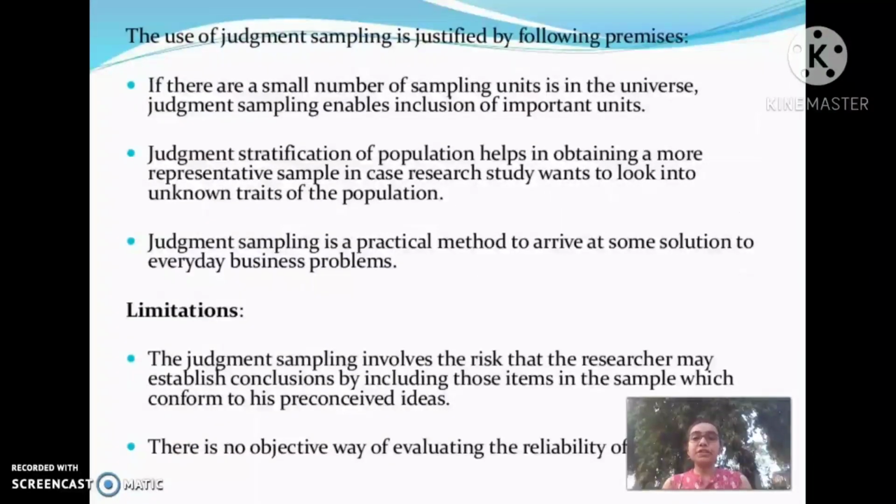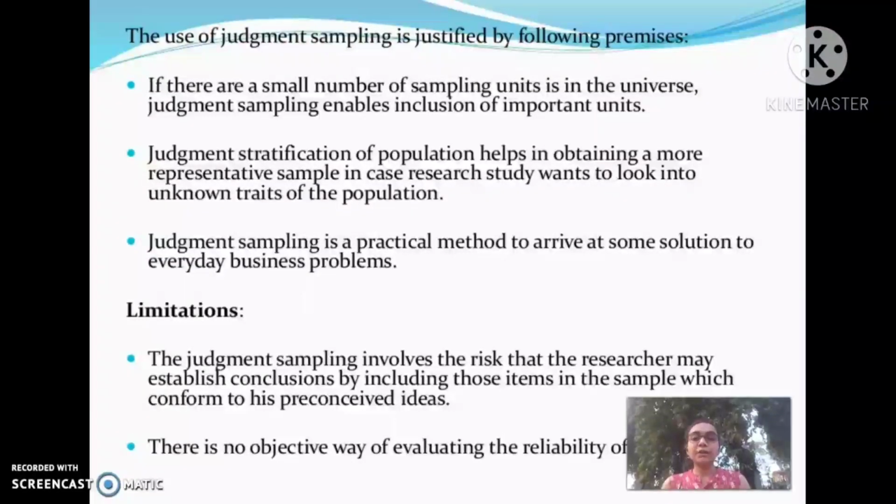The use of judgmental sampling is justified by some premises. Let's see. If there are a small number of sampling units in the universe, judgment sampling enables inclusion of important units. Judgment stratification of population helps in obtaining a more representative sample in case the research study wants to look into unknown traits of the population.